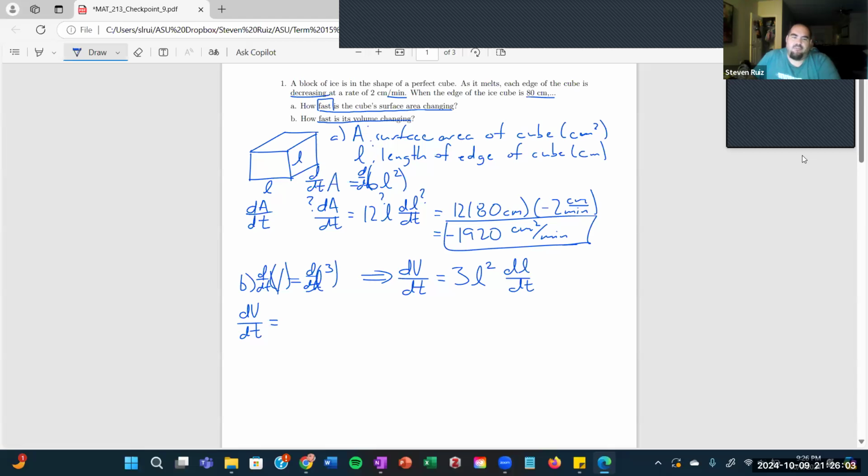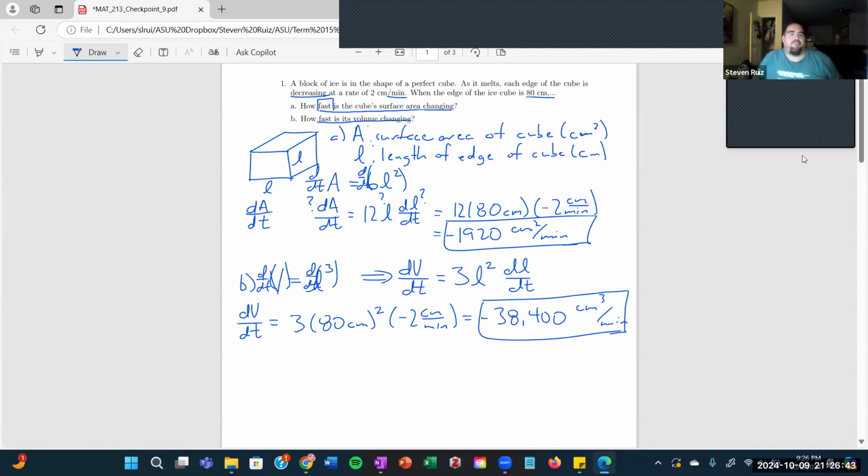Like we said before, I want dV/dt. What hasn't changed since last time is I care about what happens at the instant when the length is 80 centimeters. And what is dL/dt? We said before that is -2 centimeters per minute. So 3 times 80 times 80 times 2. I am getting a value of -38,400 centimeters cubed per minute. So that's the rate of decrease of our volume with respect to time.